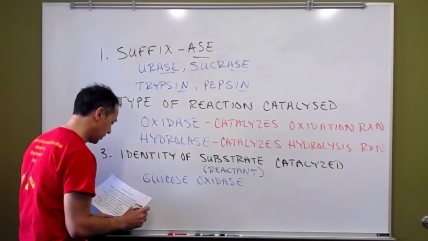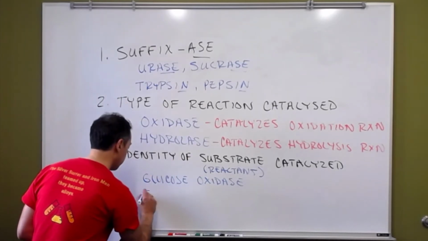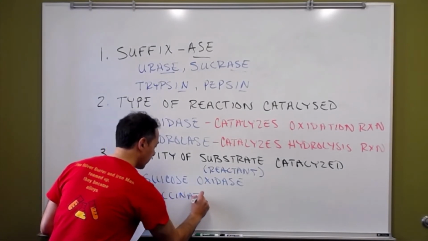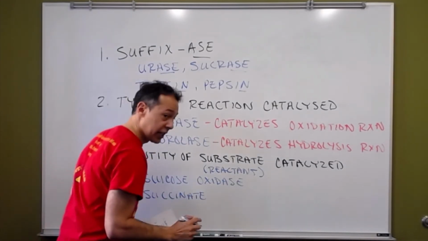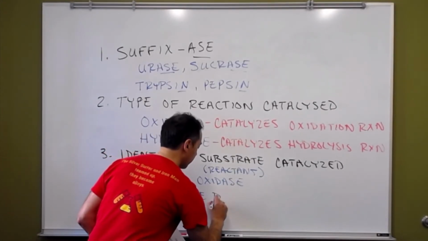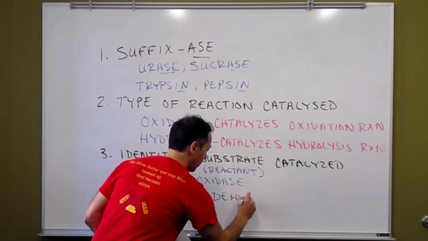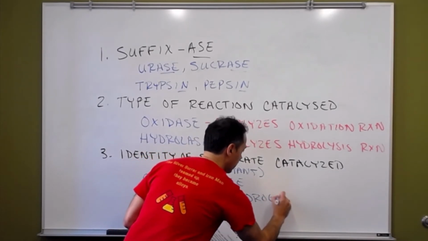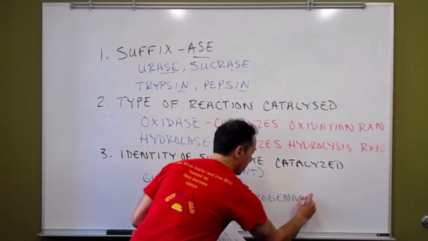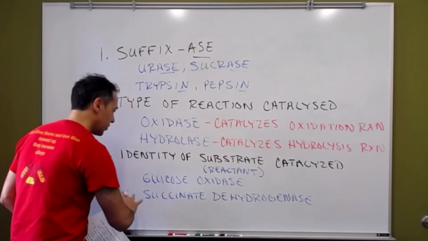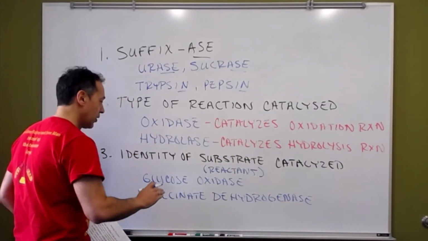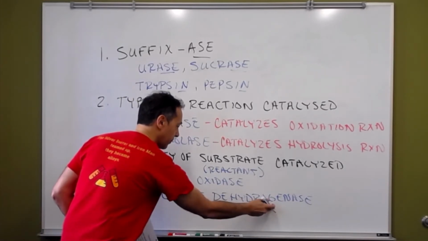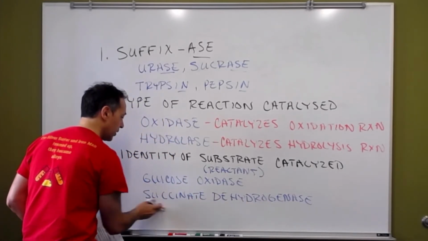Another example might be succinate dehydrogenase. This is an enzyme that is going to remove hydrogen from succinate.